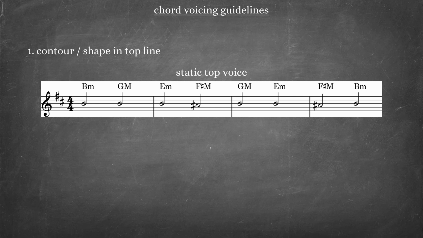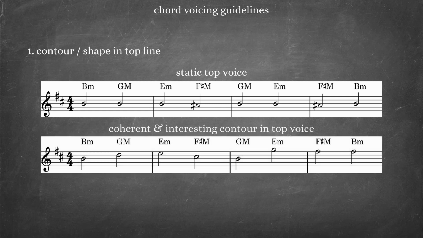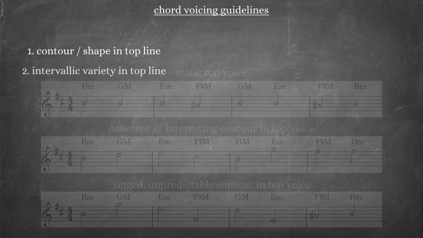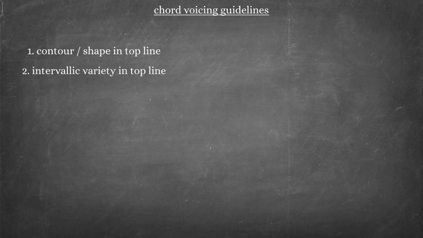Most of the time, I try to give the top line a more interesting shape with a combination of stepwise motion and some leaps. I pay attention to the overall trajectory. When does the line move up and when does it move back down? If I draw a curve over this line, you can really see the contour and shape. But if the line moves too much, it might sound jagged and unpredictable, which may or may not be what you want. So it's nice to vary the interval motion in the top line. I aim for mostly stepwise motion with an occasional leap.